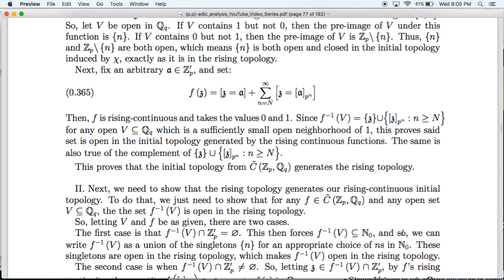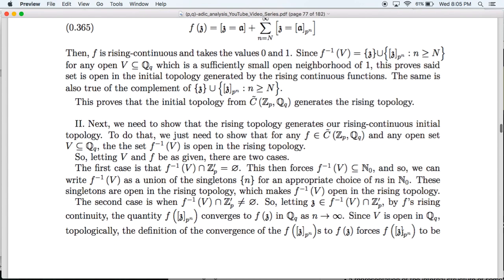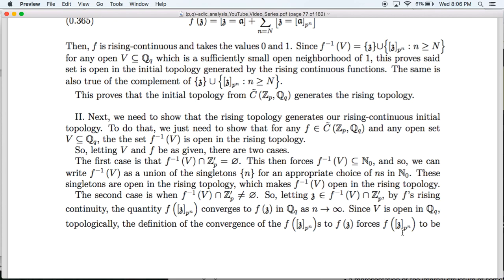Now we need to show the other side, that the rising topology generates the rising continuous initial topology. To do that, we need to show that for any rising continuous function f and any open set V, the set f preimage of V is open in the rising topology. So letting V and f be as given, there are two cases. The first is that the preimage of V under f is disjoint from Z_p prime. This forces the preimage of V to be a subset of the non-negative integers, and so we can automatically write our preimage as a union of singletons. These singletons are open in the rising topology, which then makes the preimage of V under f open in the rising topology.